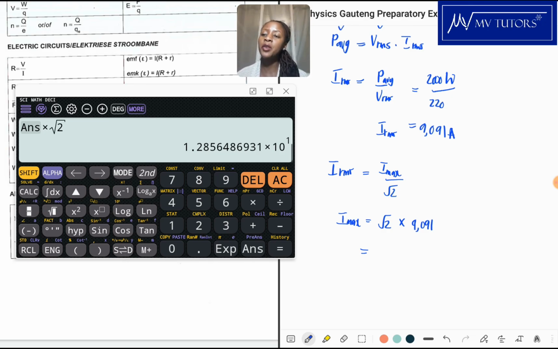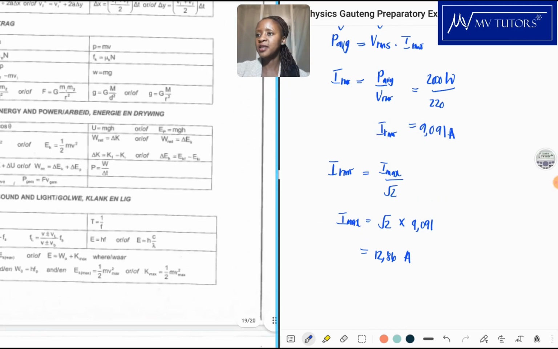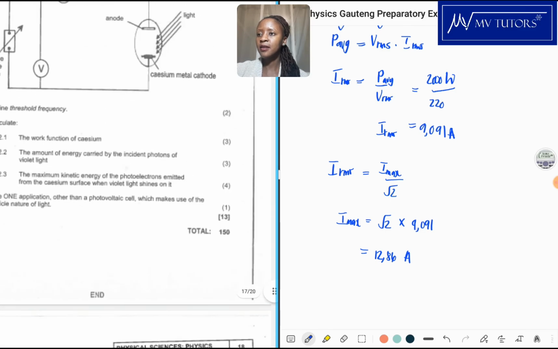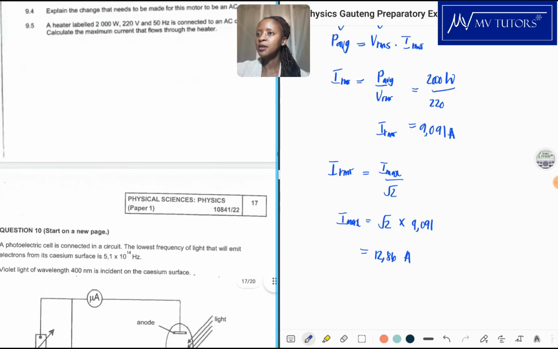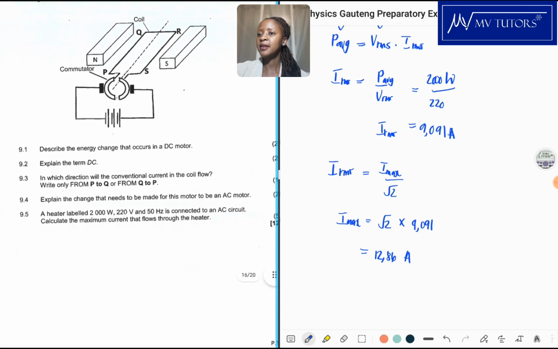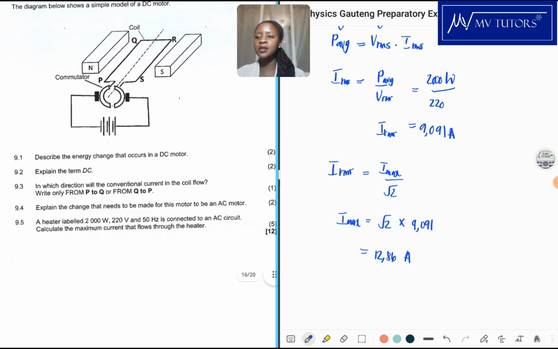12,86 amperes. Okay. I'm not sure, was that the last question? I think so. Yeah, we didn't even need to use the frequency. But yeah, we have the maximum current flowing through the heater, and that concludes question 9.